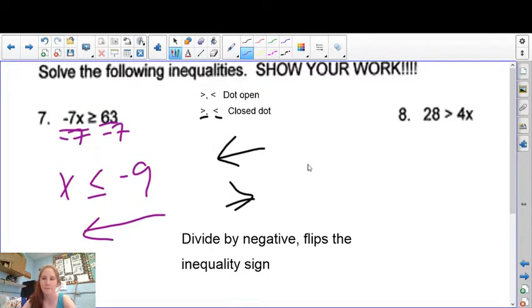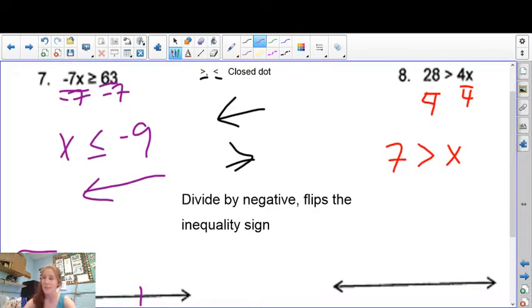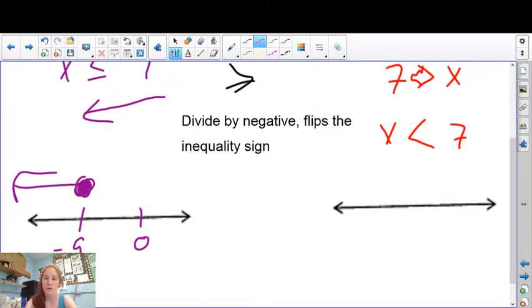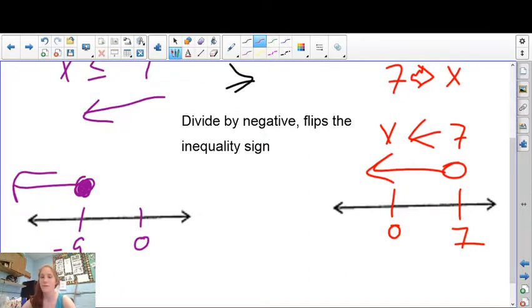Right, number 8. Again, we're going to start with our division, so we're going to divide by 4. And I get 7 is greater than X. But remember, we need to rewrite that so X is on the left-hand side. Well, the 7's currently getting eaten, so 7 needs to continue to get eaten. So here's my 0, here's 7, because 7's bigger, so it should be on the right-hand side. It's going to be an open dot because it's not equal to. And again, we follow our sign and shade to the left.